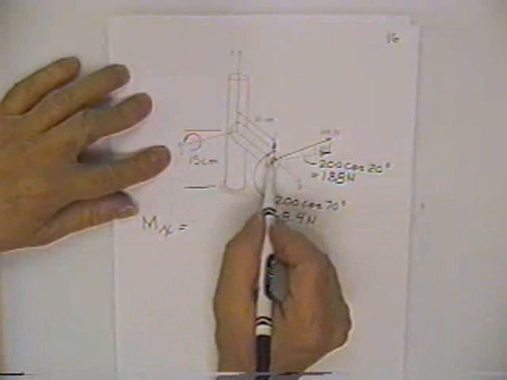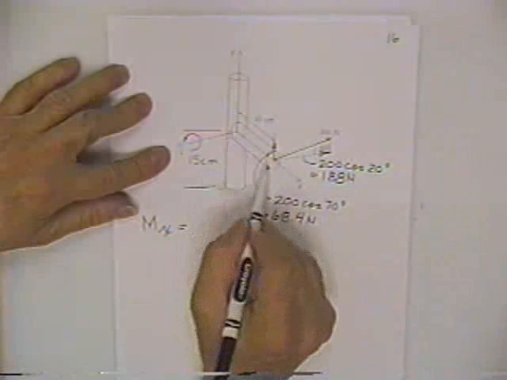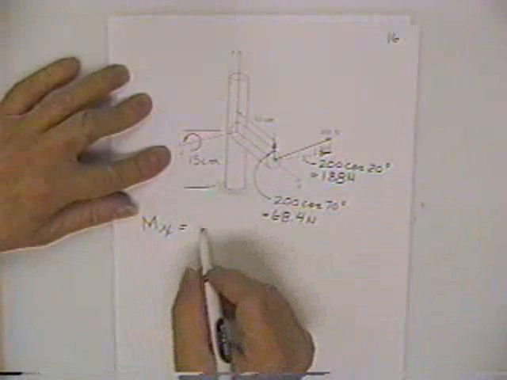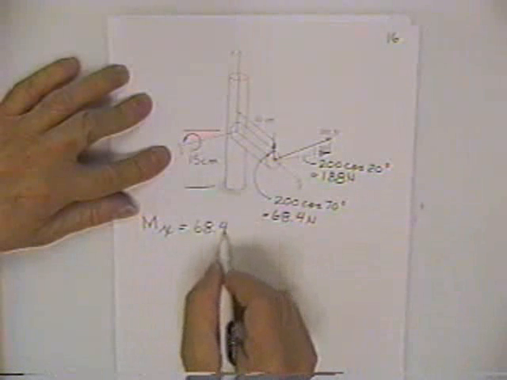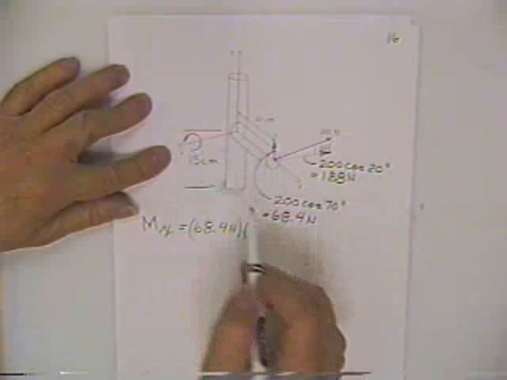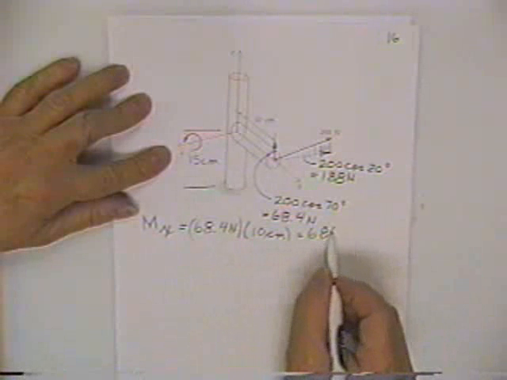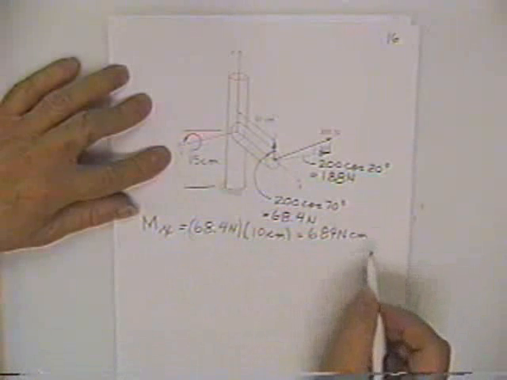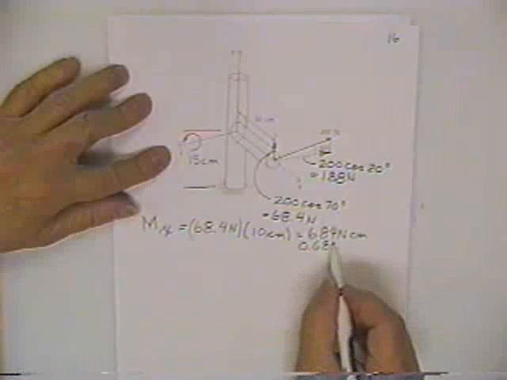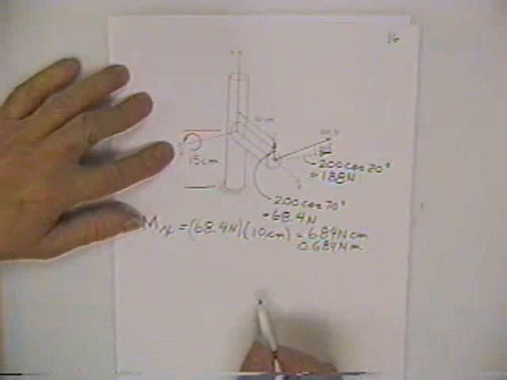This force, however, is perpendicular to that axis, and therefore, being 10 centimeters away, it would cause some tendency to roll about the x-axis. That moment would be 68.4 newtons multiplied by how far this is away from the x-axis. That's 10 centimeters. So 684 Newton centimeters. Most people probably call that a Newton meter, and move the decimal down to be 0.684 Newton meters worth of moment, worth of tendency to roll about the x-axis.